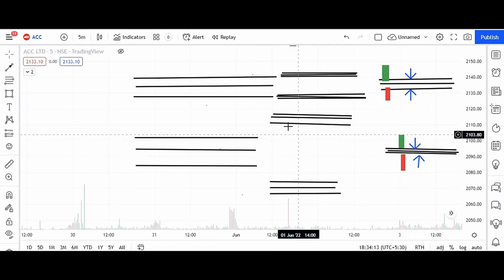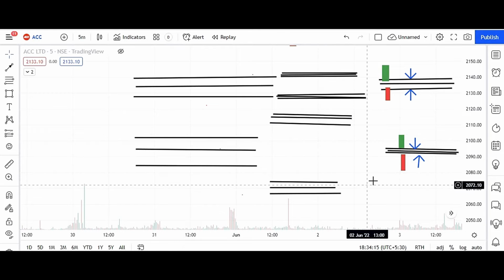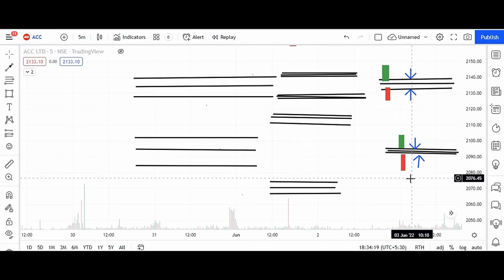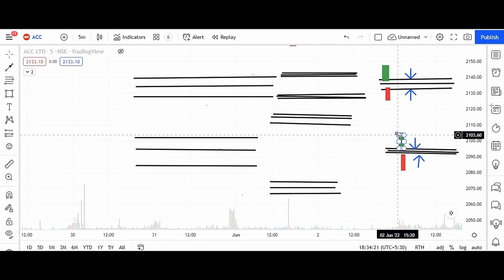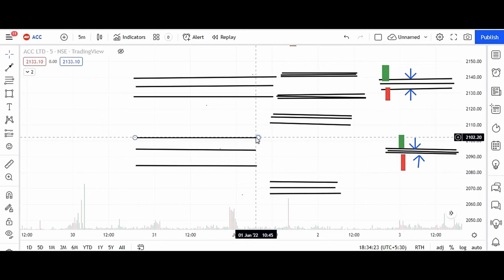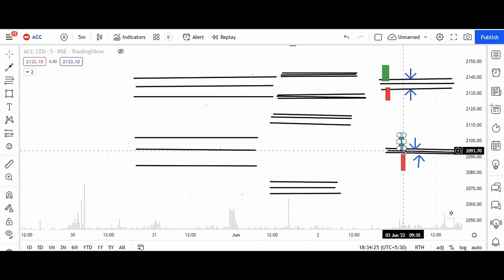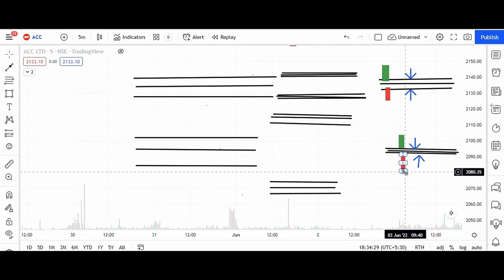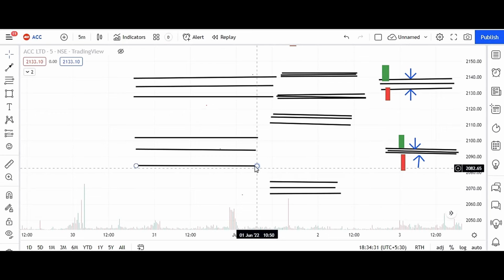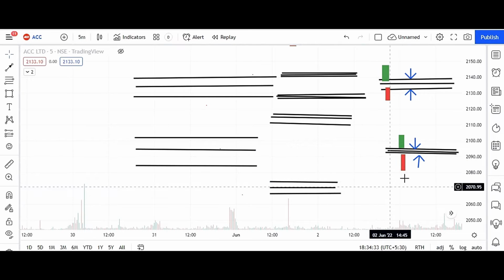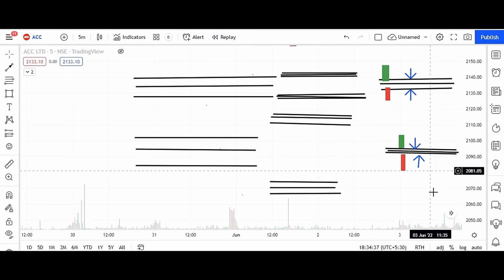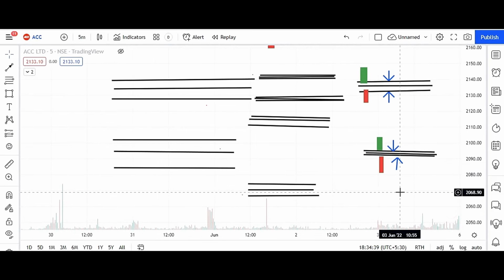The second day CPR should be anywhere, but the third day CPR should be inside the first day CPR, and then we plan for the breakout. Okay, we take entries first. When this top central pivot is broken from the buy side, our stop loss should be below the CPR. On the downside, we wait for the breakdown of the bottom central pivot of the first day, and we will take entry here and put stop loss above the CPR.